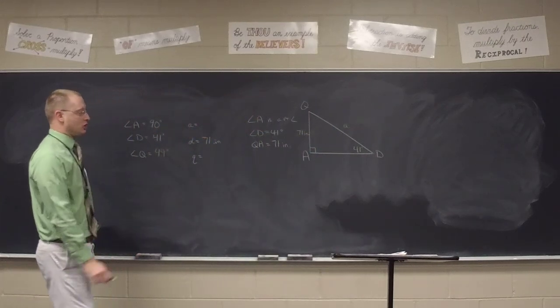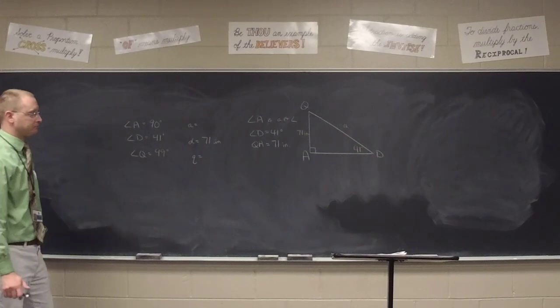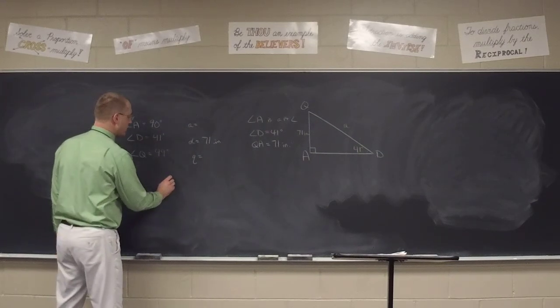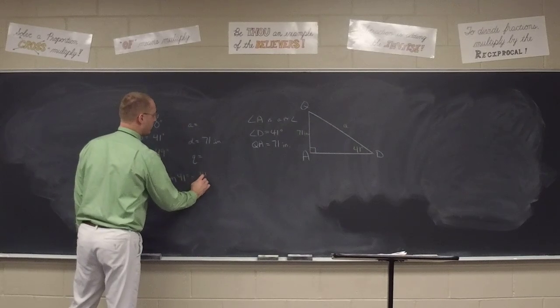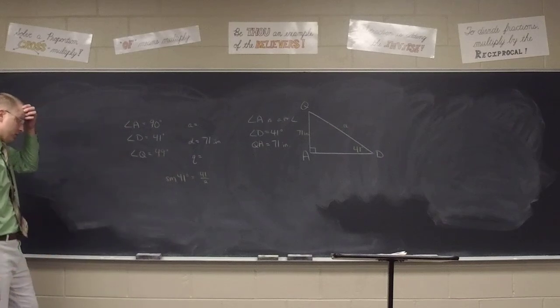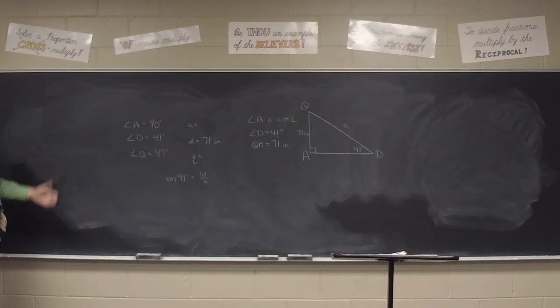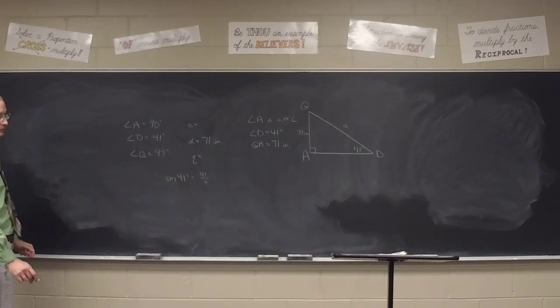What trig function do I use to find side A? The sine. I know that the sine of a 41 degree angle is equal to the opposite, in this case 71, over the hypotenuse, in this case little a. And so here I would have to do what, class? Divide by sine of 41. Other way around. Alternate. So 71 divided by the sine of 41.